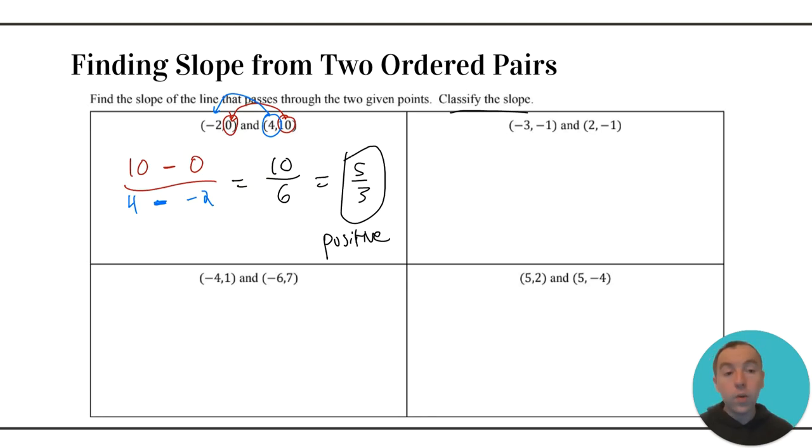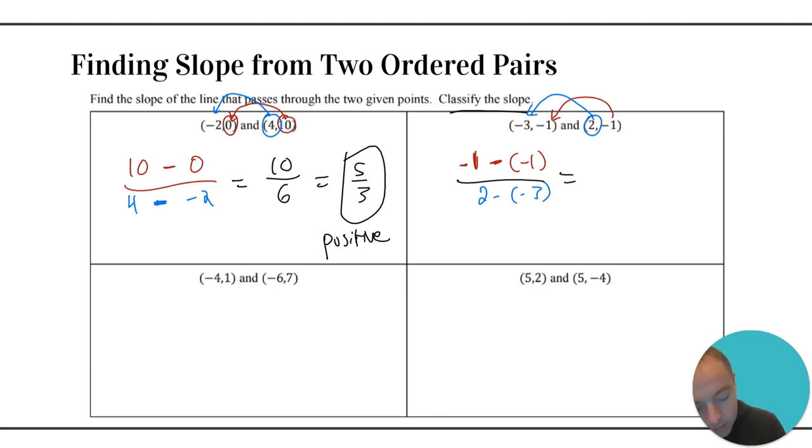Okay. With this example right here, if you were to do y minus y, you would have -1 minus -1. And then for the run, you would have 2 minus -3. And so then you'd end up with -1 plus 1 over 2 plus 3, which would be 0 over 5. And then if 0 is in the numerator, you have 0 out of 5. That really just means that you have 0. And so that would be your slope. And then you can classify that slope as being a 0 slope.